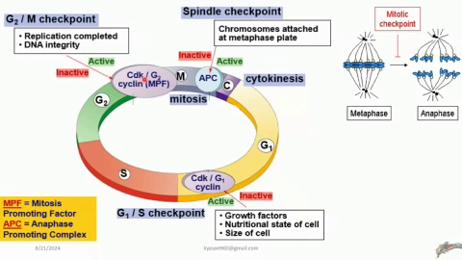Then this is the G2 checkpoint. This will check the integrity of DNA. Remember, we have formed new DNA, and we have to check if this new DNA is normal. That's why there is this G2 checkpoint. All the newly formed DNA has to be checked. If it's normal without any challenge, the M cyclin protein, which you can also call the mitosis promoting factor, will come in to allow your cell to go through mitosis.